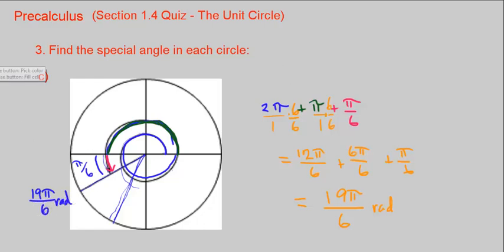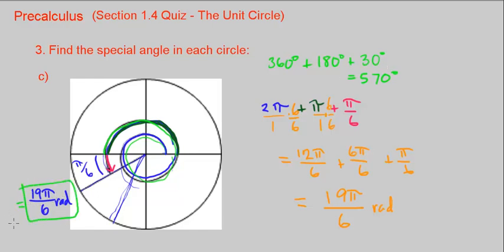Or what if we wanted to write that in degrees? Well, let's go ahead and do that. Let me use a different color. In degrees, again in blue, we go around, that's 360 degrees, right? Plus half the circle is 180 degrees. Plus, what was pi over 6? Remember, this whole thing is 90 degrees. Divided by 3, that's going to be 30 degrees each. So it's plus 30 degrees. So add those together, and you get 6 plus 8 is 14, plus 3 is 17, so you get 570 degrees. So it's either 19 pi over 6 radians, or equivalently 570 degrees. Okay, so this ends number 3 on the quiz, the unit circle quiz review.